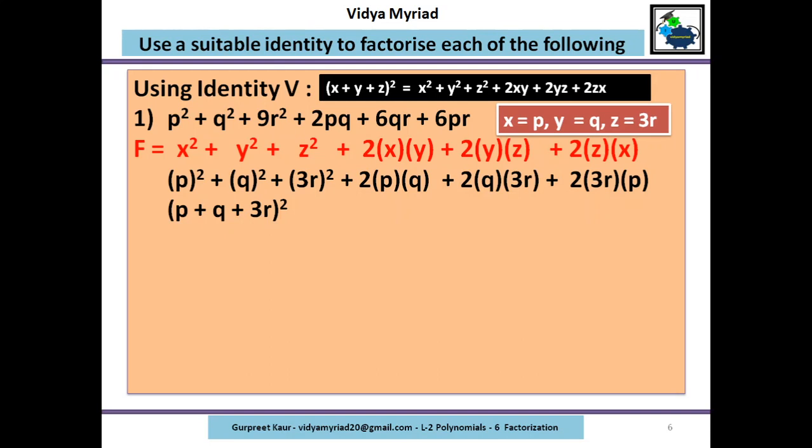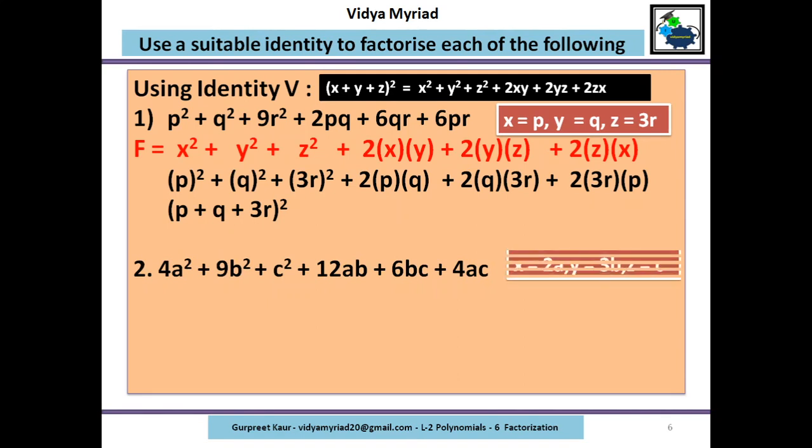Now let me explain this with another example. Here I have 4a square plus 9b square plus c square plus 12ab plus 6bc plus 4ac. Let me first identify what x, y and z are, because it is in the form of x plus y plus z. Now x will become 2a because it is 4a square, so it is 2a the whole square.